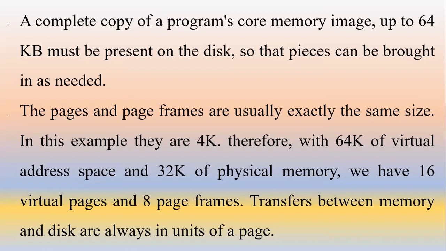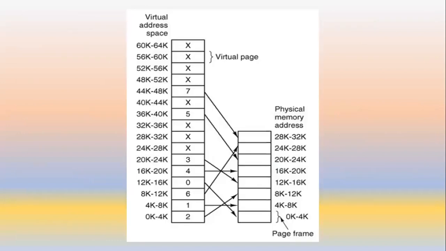Or simply, the entire 64 kilobytes of a process or program will have to be broken down into pages, where each page is brought into memory at a certain time. Those pages are of equal sizes, and their sizes match their respective page frames in the main memory. So the pages and the page frames are usually exactly the same size. In this example, they are of size 4 kilobytes. Therefore, with 64 kilobytes of virtual address space and 32 kilobytes of physical memory, we have 16 virtual pages and 8 page frames. The transfers between memory and the disk are always in units of a page. And that's exactly what we have seen: the virtual page size is equal to the size of a page frame.